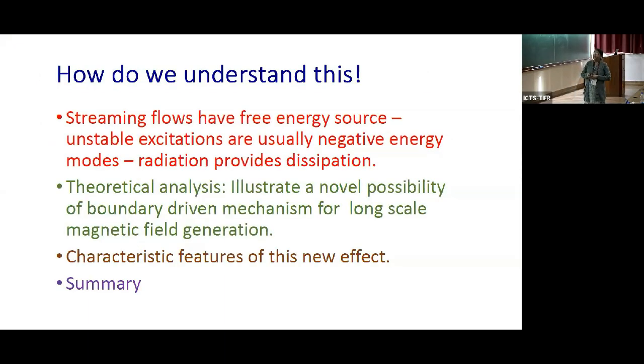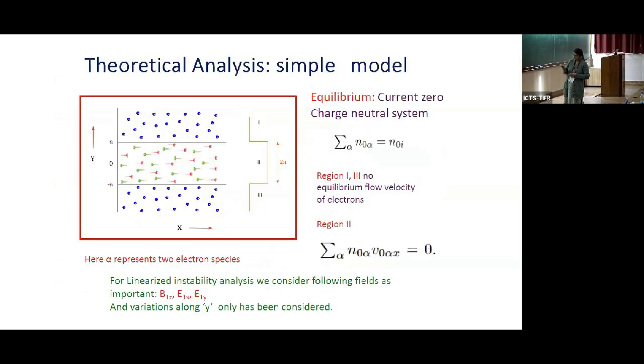So how do we understand it? The streaming flows, in fact, have free energy sources, and they are unstable to excitation. The modes that get excited are essentially negative energy modes. And in fact, it appears to us that the radiation provides the necessary dissipation. So we carried out an approximate theoretical analysis, which also seems to confirm that. It has a lot of approximations, but it identifies the characteristic features of the new effect. And let me show that.